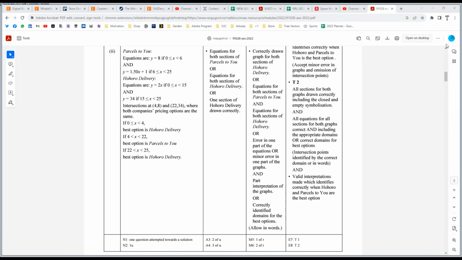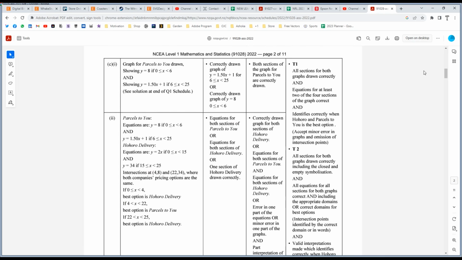All right, so let's have a look at the answer schedule here, because there's quite a few to unpack. First thing, all sections for both graphs done correctly. Yeah, we did that. Equations for at least 2 of the 4 sections. We've done that. Identifies correctly when Hohoro and Parcels is cheapest, done that. We've all done that as well.